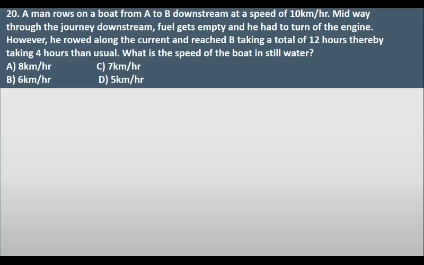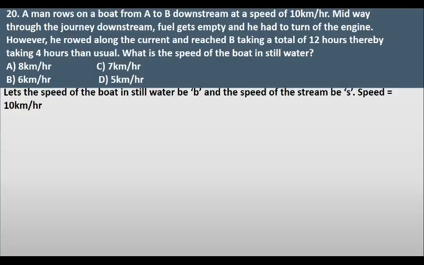This seems to be an interesting problem. We are required to find the distance between A and B. So let us assume that the speed of the boat in still water is B and the speed of the stream is S. And we also know that the downstream speed is 10 kilometers per hour. It is given that due to delay, he takes 4 hours more than usual, thereby taking 12 hours. Hence, under usual circumstances, he takes 12 minus 4, which is equal to 8 hours for the journey.